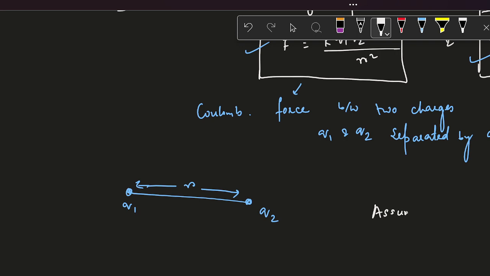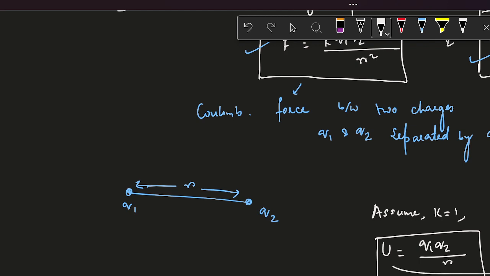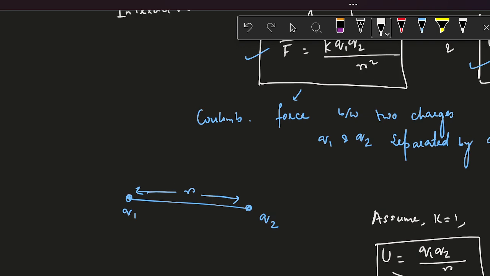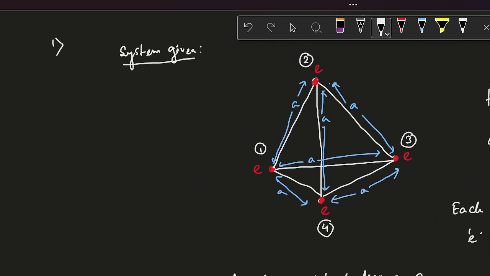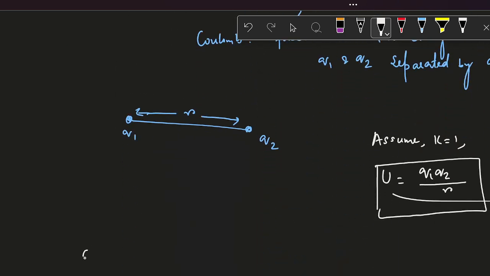Assume K equal to 1. Then U equals just Q1 Q2 by R, because we have taken K as 1. Now this U you have to calculate. This is one thing for the system of tetrahedron with each of the corners having a similar charge of E. Now this you have to calculate, and the corresponding entropy also you have to calculate. So let us first try with the calculation of U, and then we'll go for the calculation of entropy.